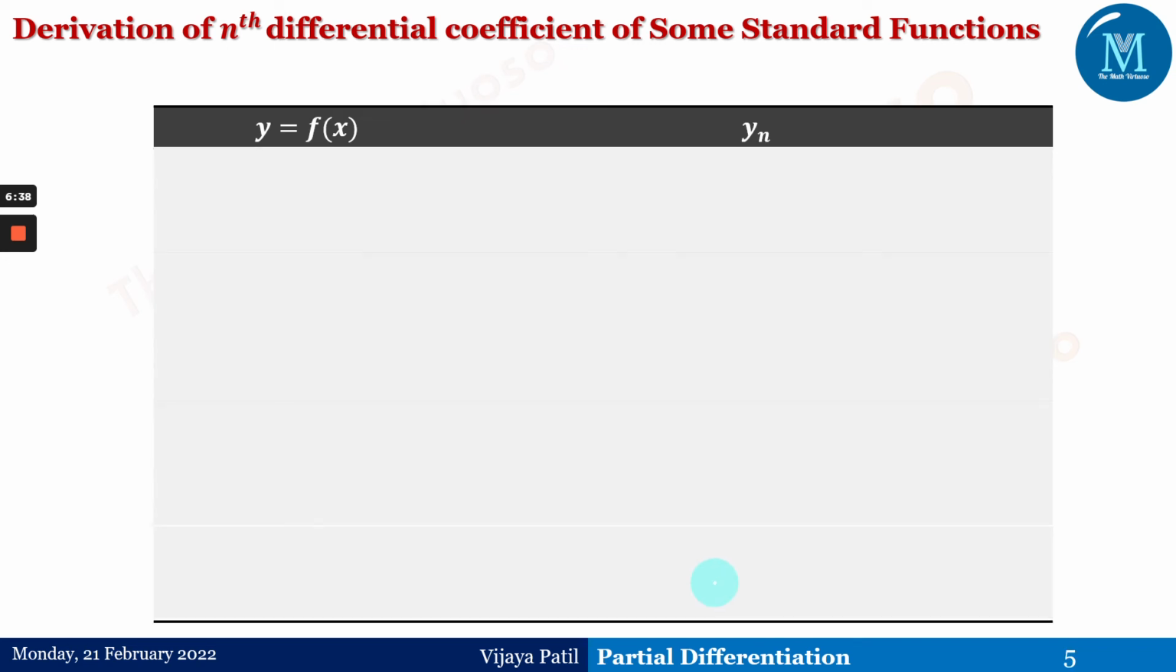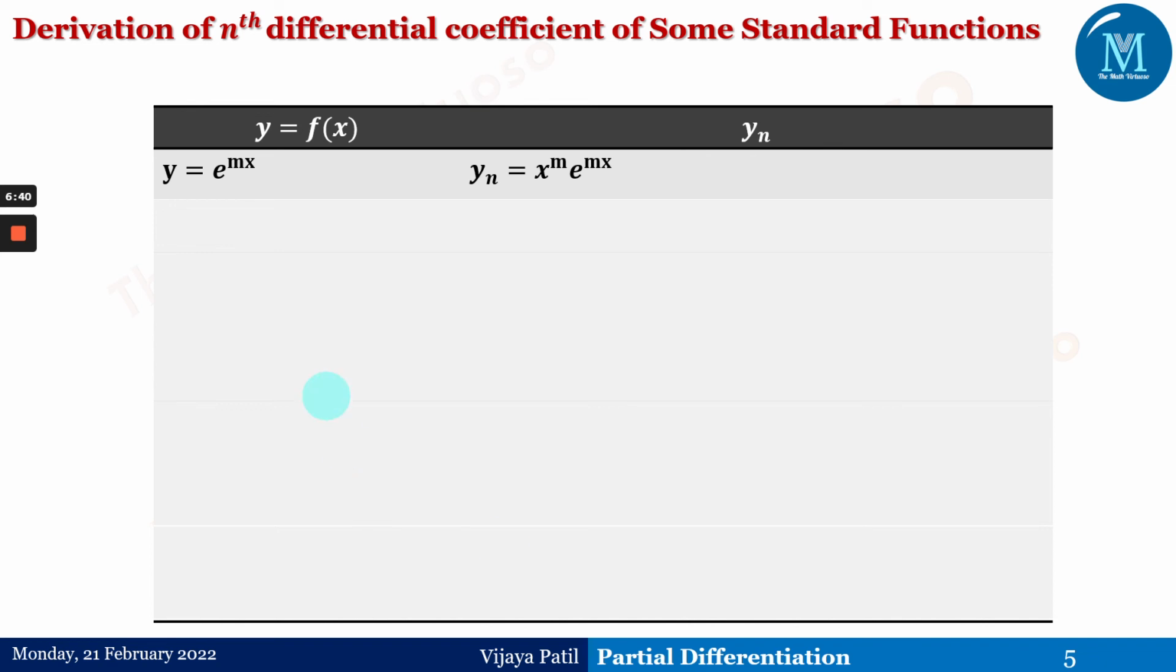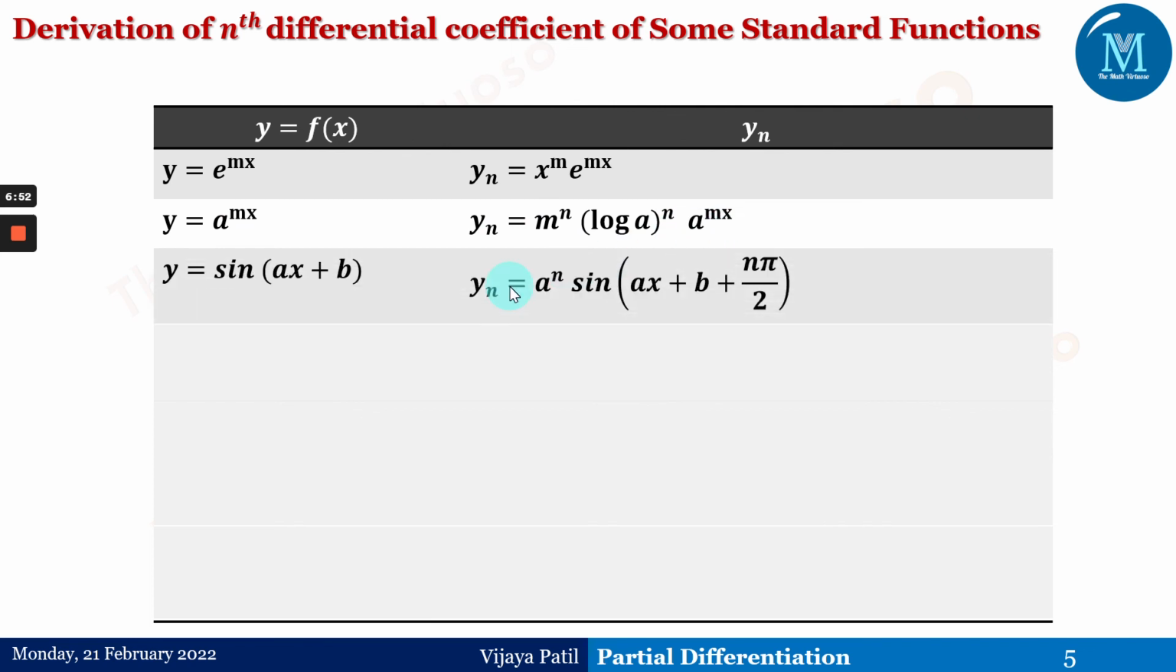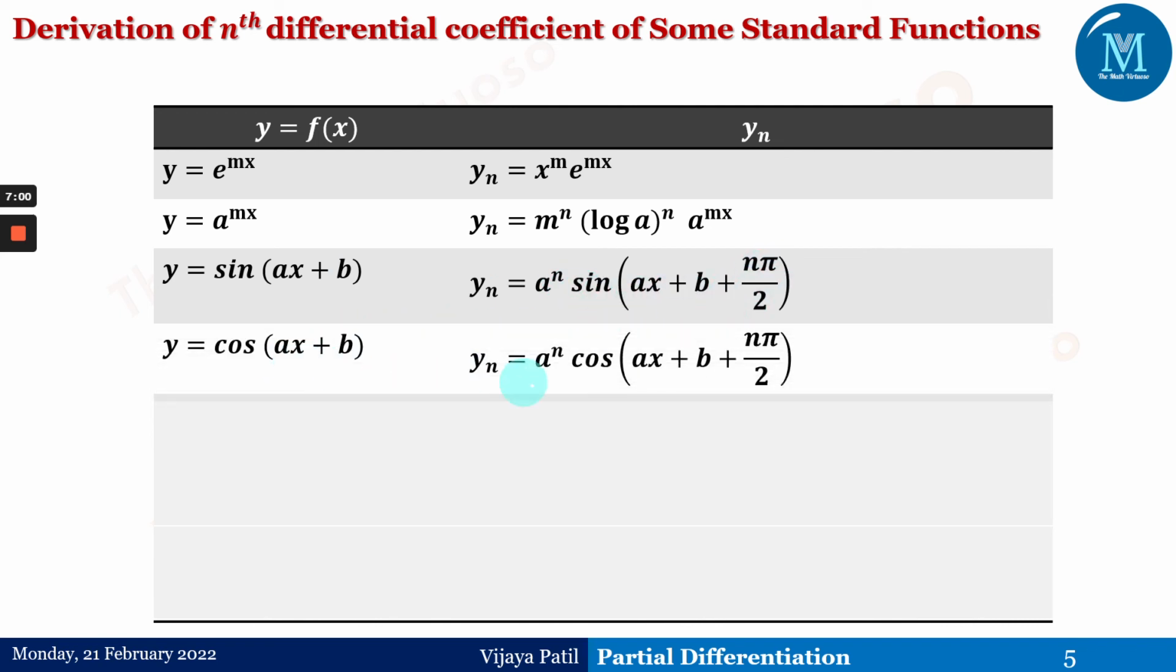Same way there are a few more: y is equal to e to the power mx, whose y_n is m to the power n e to the power mx, and for a to the power mx, y_n is (log a) to the power n times a to the power mx. Same way sine of (ax plus b), which we have done here, gives a to the power n sine of (ax plus b plus n pi by 2). The same holds with cos, with the same angle n pi by 2.